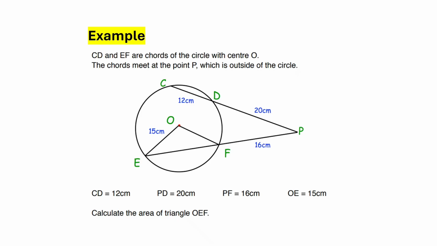It comes in some of the exams. Now, the question says, it's a lot of words. They give you this information and they ask you to find the area of triangle OEF. So this triangle, we need to find the area. To find the area of the triangle, it's half times base times height.